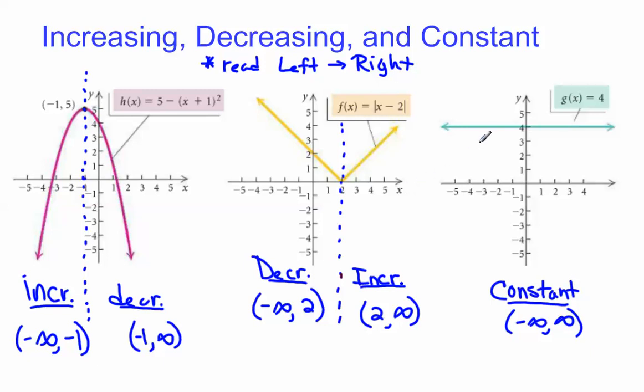it would be increasing. All right, now this last one is just a straight horizontal line, and it's not increasing or decreasing. It's what we would call constant. And so from negative infinity to infinity, it would be constant. So like I said, they're very intuitive definitions.